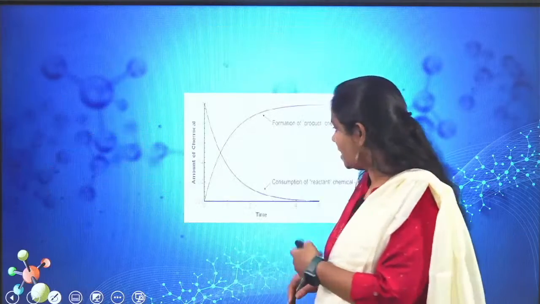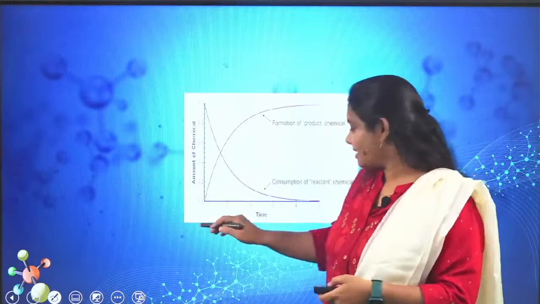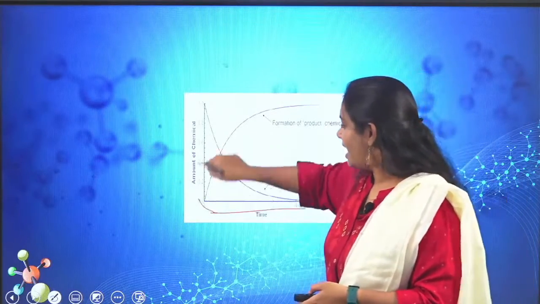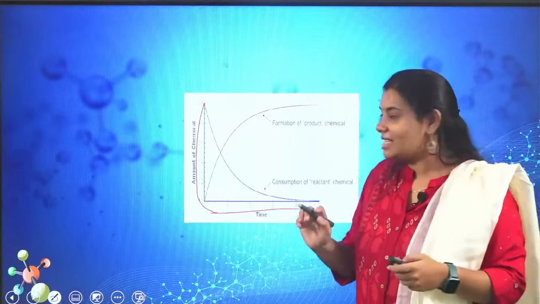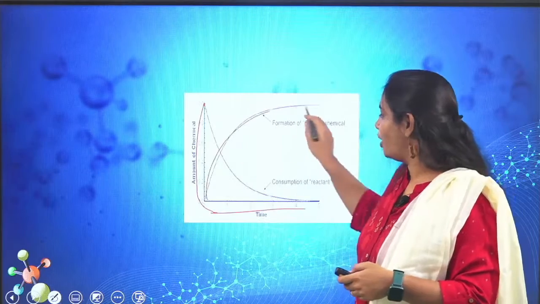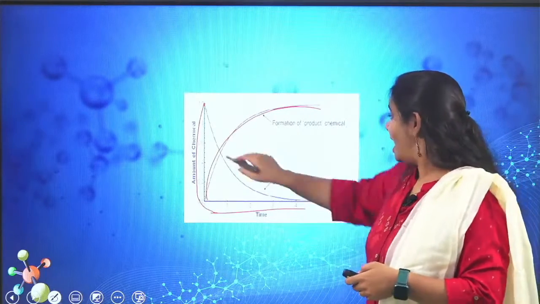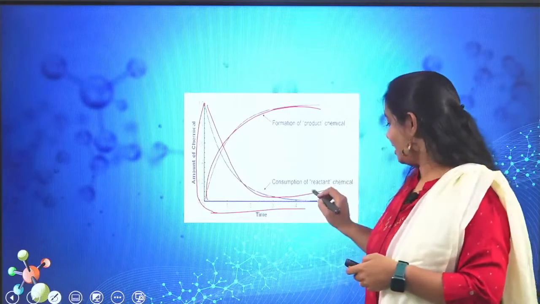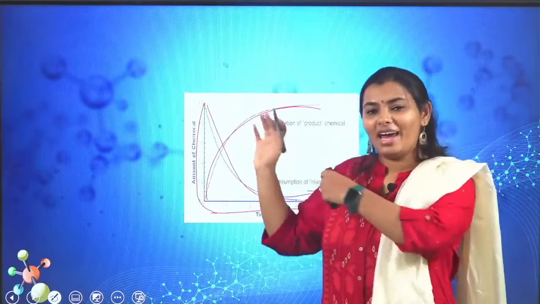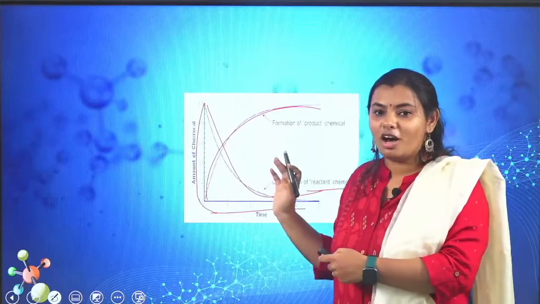The next one. So when you see this graph, right, there's a time and amount of the chemical. There is a concentration and time graph. So when you see this, you can see there is a curve over here with the formation of chemical product, and there is a curve over here showing the consumption of the reactant, that is the reactant chemical. So where exactly do we study about these curves?